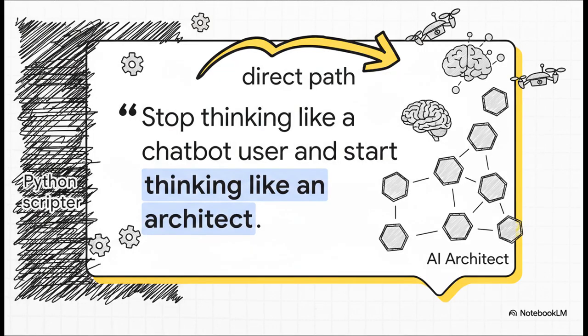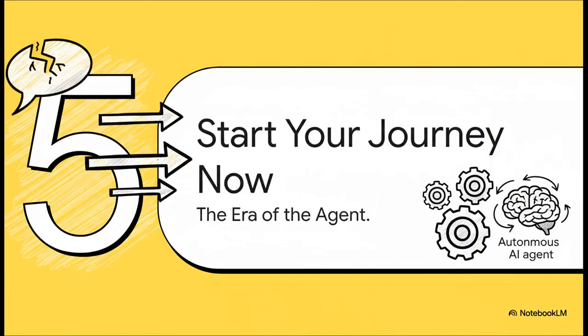The bottom line is this. This book gives you the direct path to stop thinking like a Python scripter who just executes one task at a time and start thinking like a high-value AI architect who designs autonomous systems. This is the career leap you've been waiting for. Look, the era of the simple chatbot is fading. The era of the agent is here, right now, and it's time to start building.